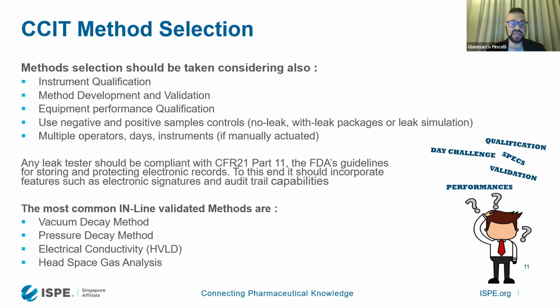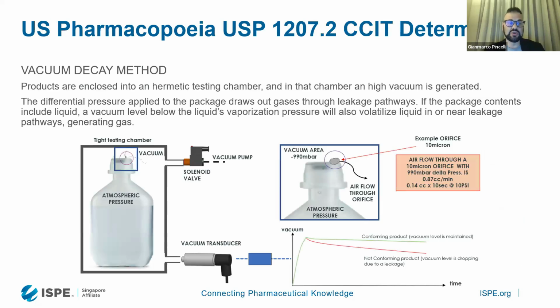We have the vacuum decay and pressure decay, so differential pressure, positive and negative, outside of the package. We have the HVLD, so electrical conductivity, and we have the headspace gas analysis, the technology that is measuring the gas content in the airspace in order to understand if there were some leakages on the product or not. This headspace gas analysis is more, we can say, a process control, but in some cases can be applied as a CCIT.